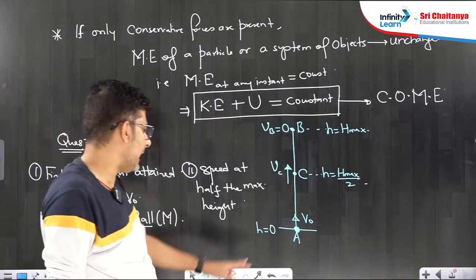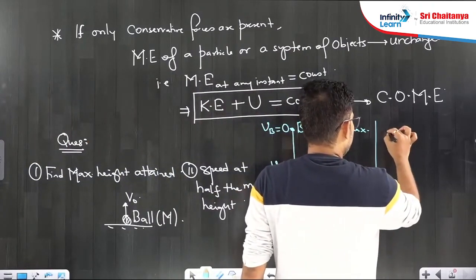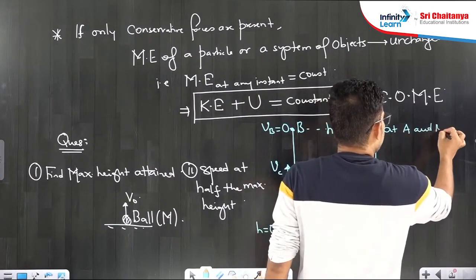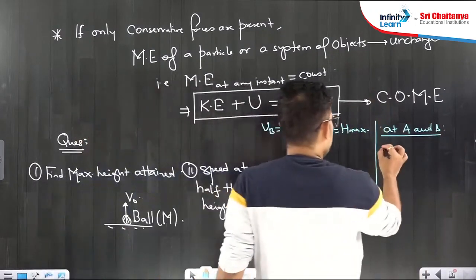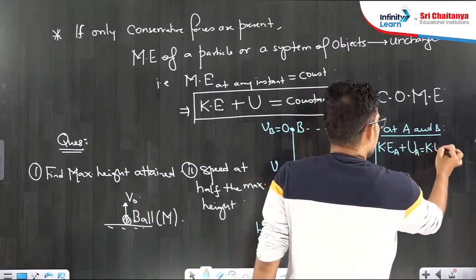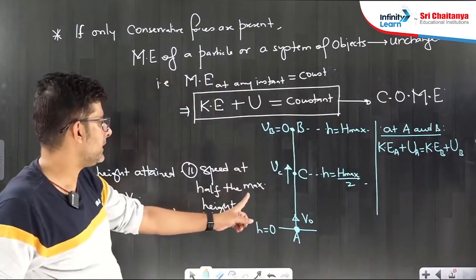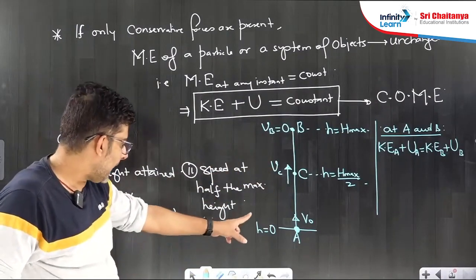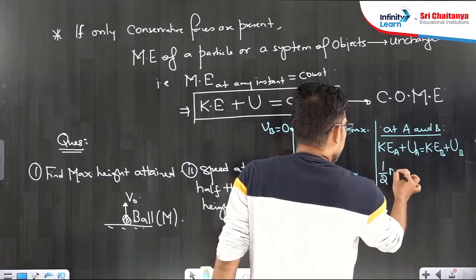Now how can we do this? Directly, if you see A and B, we can say at A point and B point, total energy KE plus U is constant, so kinetic energy at A plus potential energy at A is equal to kinetic energy at B plus potential energy at B. Now what is the kinetic energy at A? You are seeing that it has a speed, so half m v naught square.